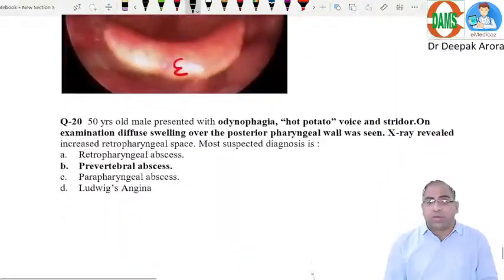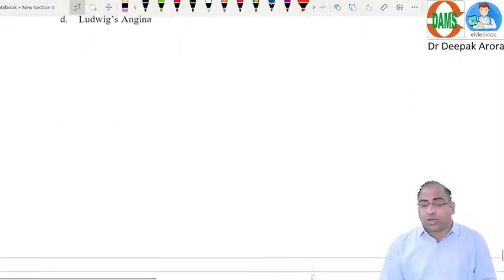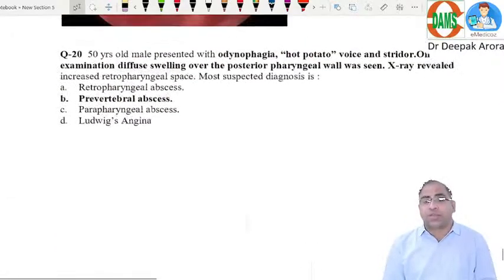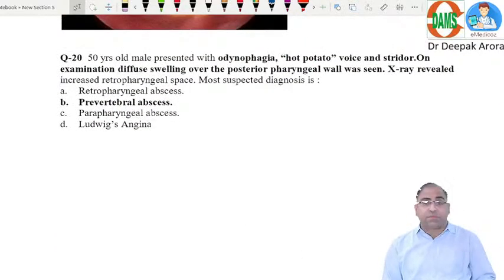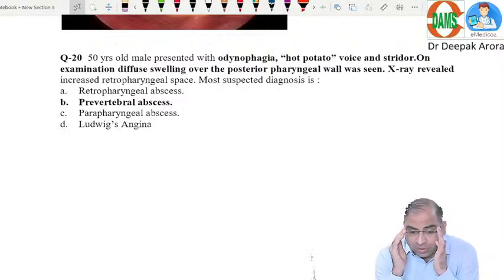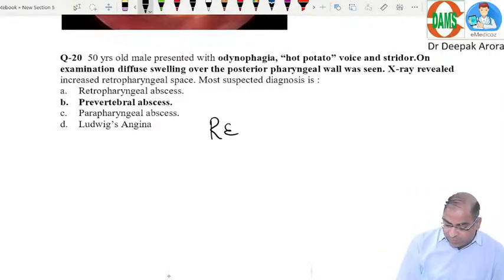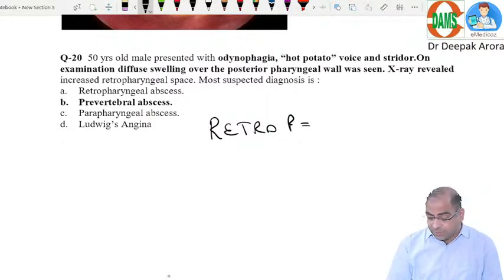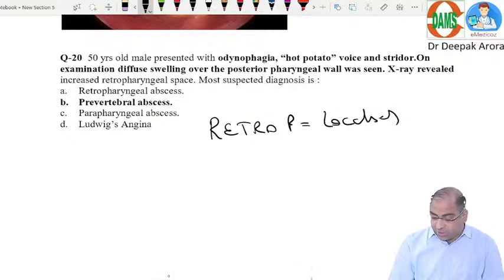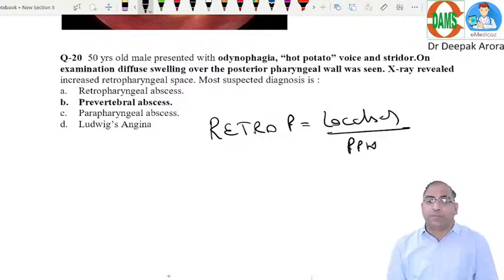Then I have given you one MCQ on abscess. Abscess of the pharynx is mandatory. So I will write a few points. They can ask you about retropharyngeal abscess. What is the key point for retropharyngeal abscess? It is a localized swelling. There will be one localized swelling on the posterior pharyngeal wall on one side of the midline.